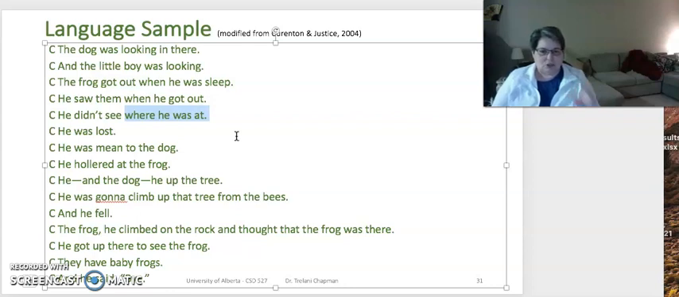Even though these utterances are short, you can see that if we only value mean length of utterance in words or morphemes, we might miss that this child is using complex syntax. And so let's see. "So the frog, he climbed on the rock and thought that the frog was there." Here we have conjoined verb phrases. It's not at the clausal level, it's at the phrase level, but still "climbed" and "thought" are paired together in ternary branching.